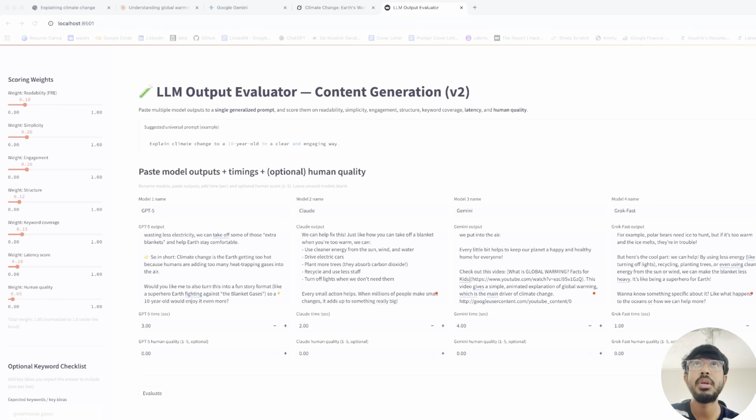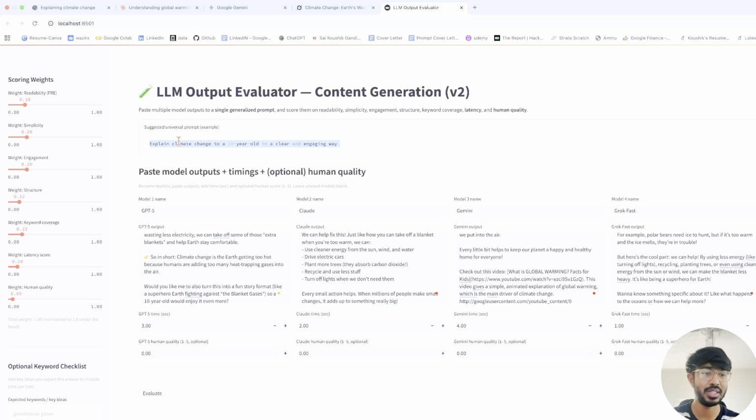Okay, this is the application I was talking about. It's an LLM output evaluator. The purpose of this application is that there is a universal prompt that I came up with. I want to make sure that all of the audience watching the video would be able to understand this and relate to it. So this is a very simple example: explain climate change to a 10-year-old in a clear and engaging way. This is an underrated prompt, I would say, but I use it a lot.